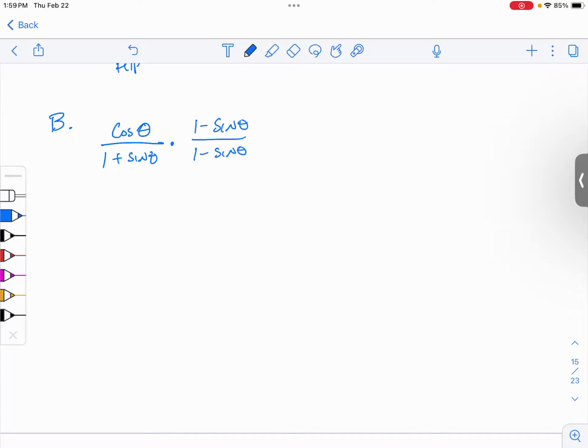And everything we do, I'm not changing anything, right? 1 minus sine theta over 1 minus sine theta. That means I'm actually multiplying by, what is this whole thing? 1, okay? We're not solving these, and that's the big trick. These aren't solves. These are simplifies, re-expressions.